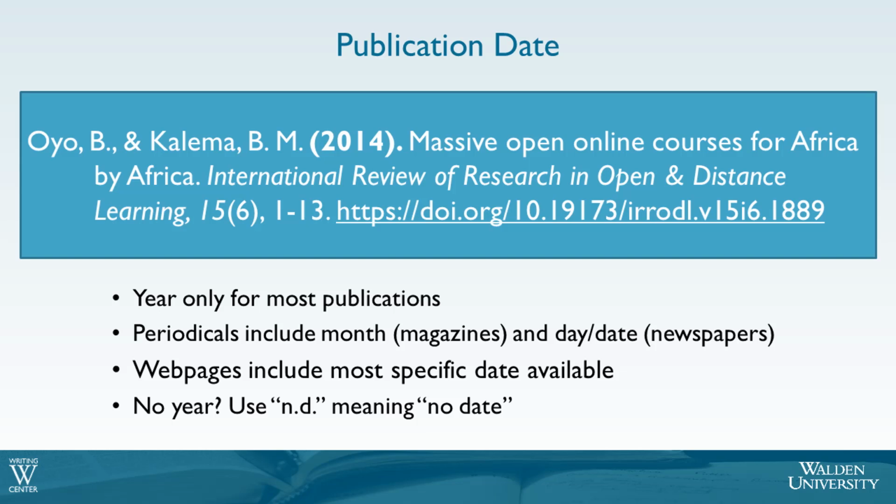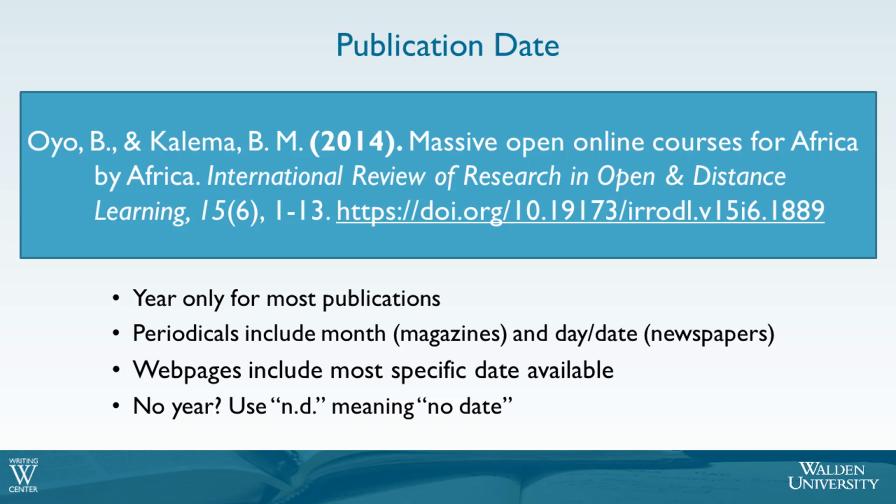There are a few sources that may include more than the year. Periodicals like magazines and newspapers that are published on a frequent basis include the month and date in addition to the year. Web pages are also an exception, where you will include as specific a date as is provided. In web pages, we can only use publication or last updated dates, and if those dates provide the month and day, you'll include those in addition to the year. If just the year is available, then just include the year for web pages.